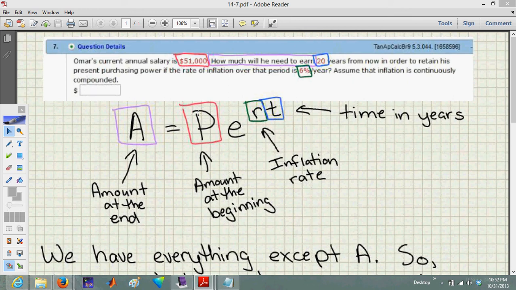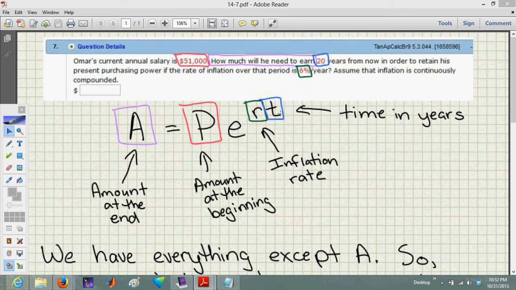P here, that's the principal, that's the amount at the beginning, so that's what we start out with. E is the E that we've seen in the past couple of homeworks. It's a number. It's a button on your calculator, and we deal with it the same way that we've dealt with E in the past couple of homework assignments. R, in this case, is an inflation rate. Sometimes it's an interest rate, but it's some kind of a rate. And T is time in years.